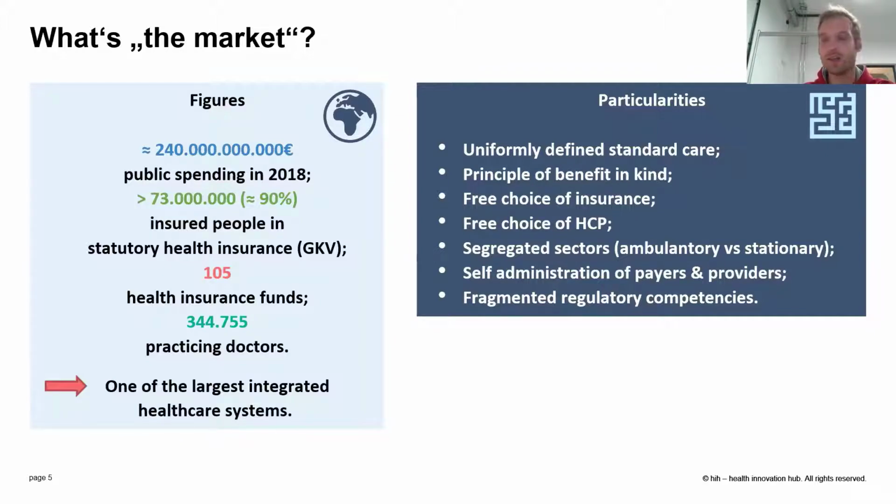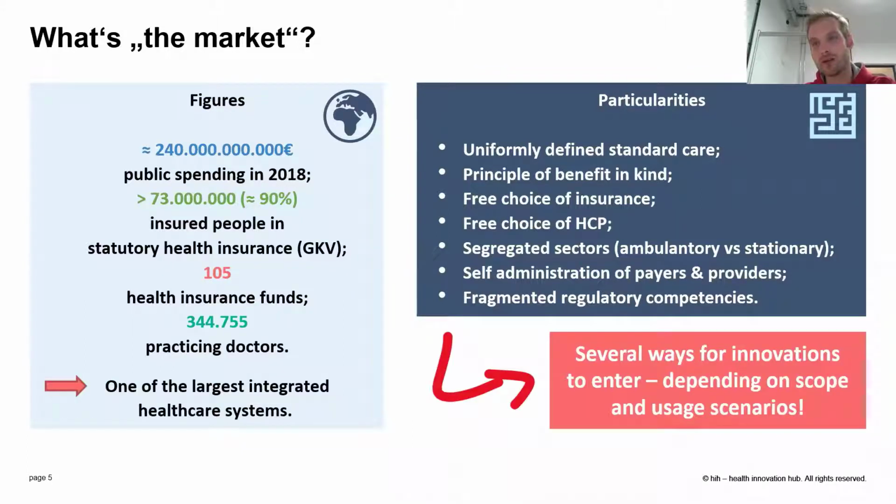As a patient, you just go there, flash your health insurance card, and you get the treatment that you need. You can choose whatever healthcare professional you want, but at the same time, we have very segregated sectors. We have the inpatient and outpatient sectors that are not very combined. So they are like silos. They are working mostly by themselves, and they are following different rules also when it comes to reimbursement of services. And also we have a system of self-administration of the payers and providers, the healthcare providers, and very fragmented regulatory competencies when we're talking about hospitals, the inpatient setting. There are also the different states in Germany that have quite some responsibility.